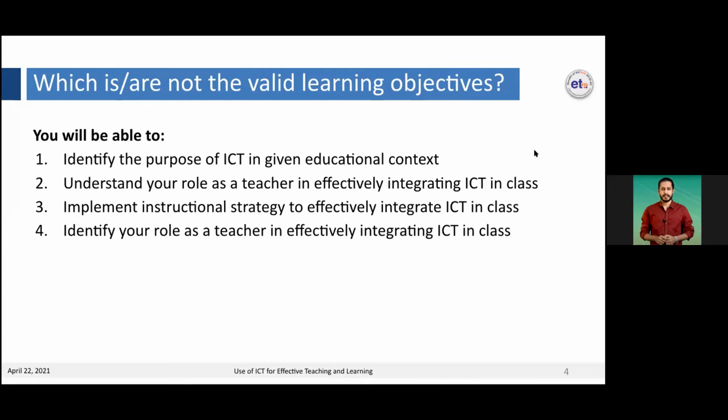Okay, 4, 2, 4. Okay, it's interesting to see these responses. So let me see what I have to say. So most of you are saying 4 is not a valid learning objective. Definitely, I'm not going to ask you why, because, okay, 2 is not a valid learning objective. Great. So those who are saying 4 is not valid, can you just try to give some reasoning for that?